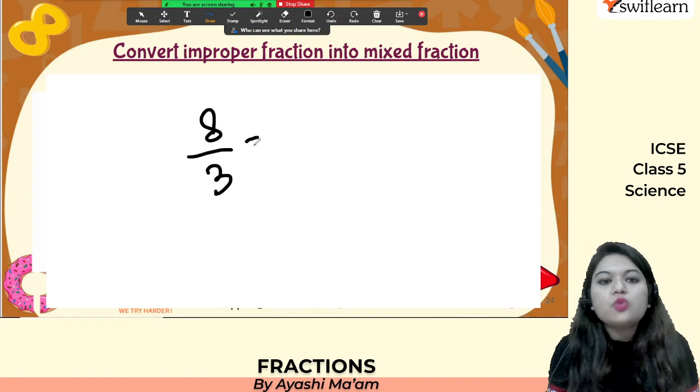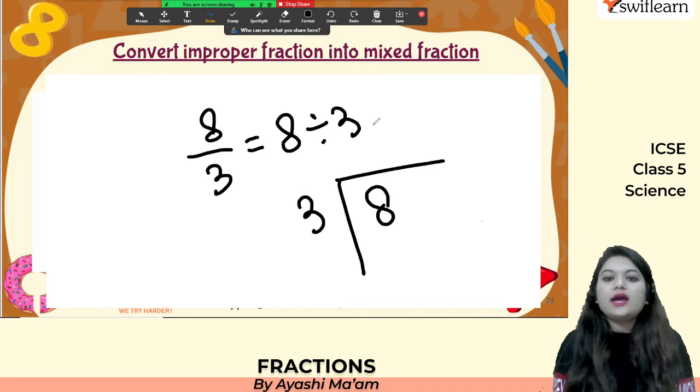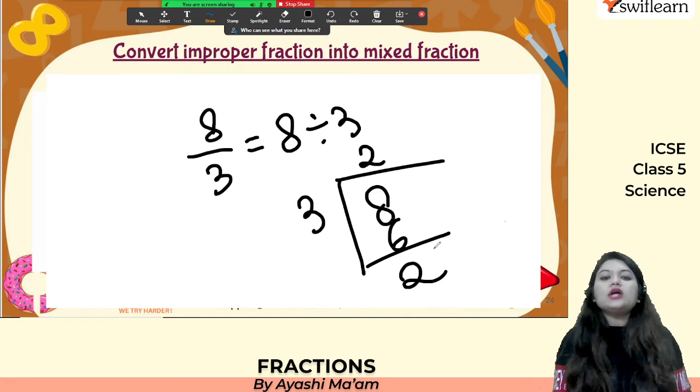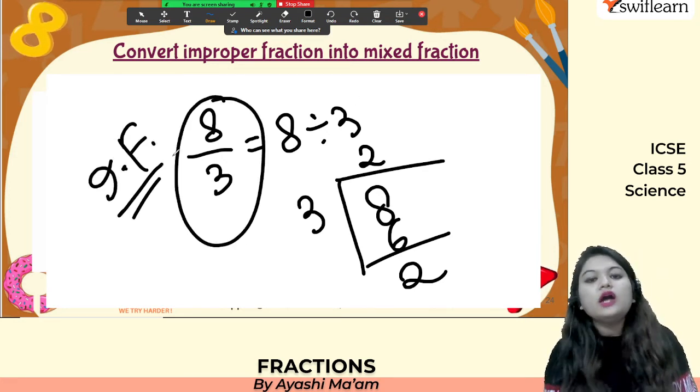8 by 3 means what? Basically 8 is divided by 3. So 8 will be the dividend and 3 will be the divisor. Now 3 2s are 6, right? So 2 is the remainder. Now to convert it, so this is our improper fraction, right? We have to convert it into a mixed fraction.